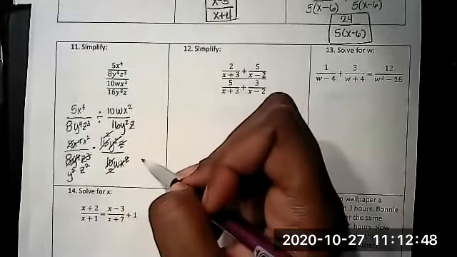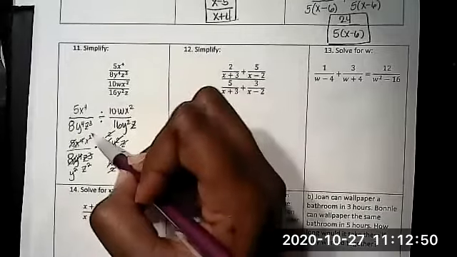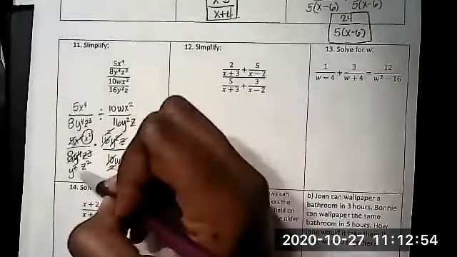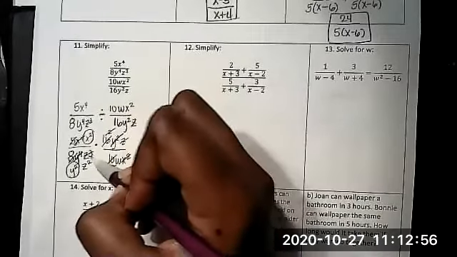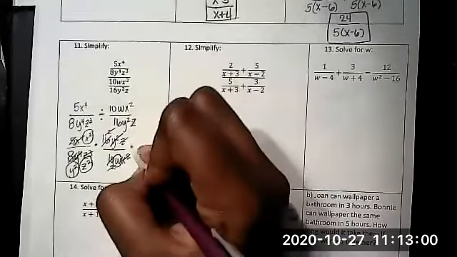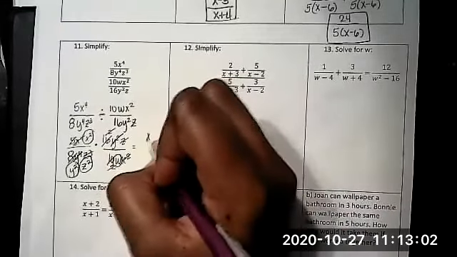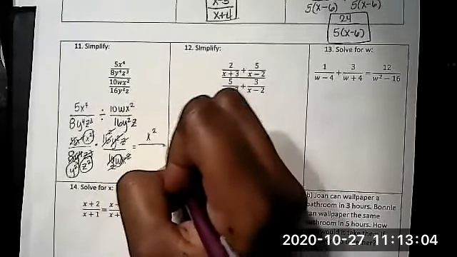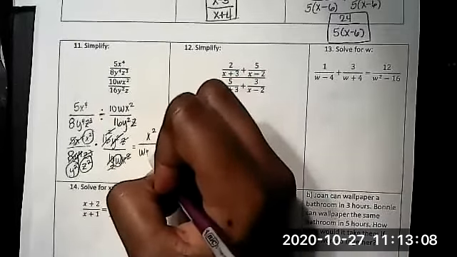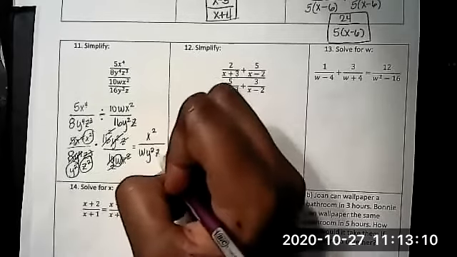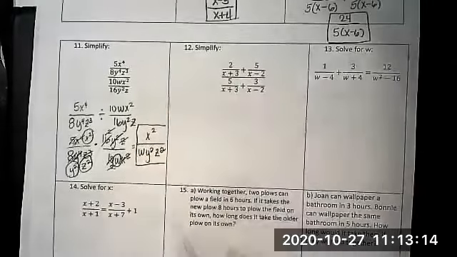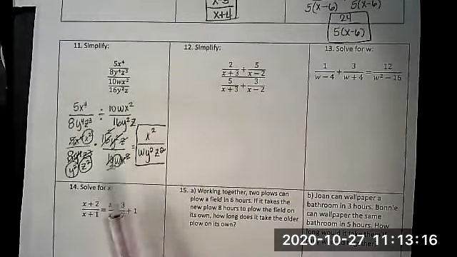So what is left over at the top? It looks like x squared I see left over there. At the bottom, I have a y squared, I have a z squared, and it looks like I have a w. So what's left over is x squared at the top over, I'm going to put in alphabetical order, w y squared z squared. Okay, that is my answer there.